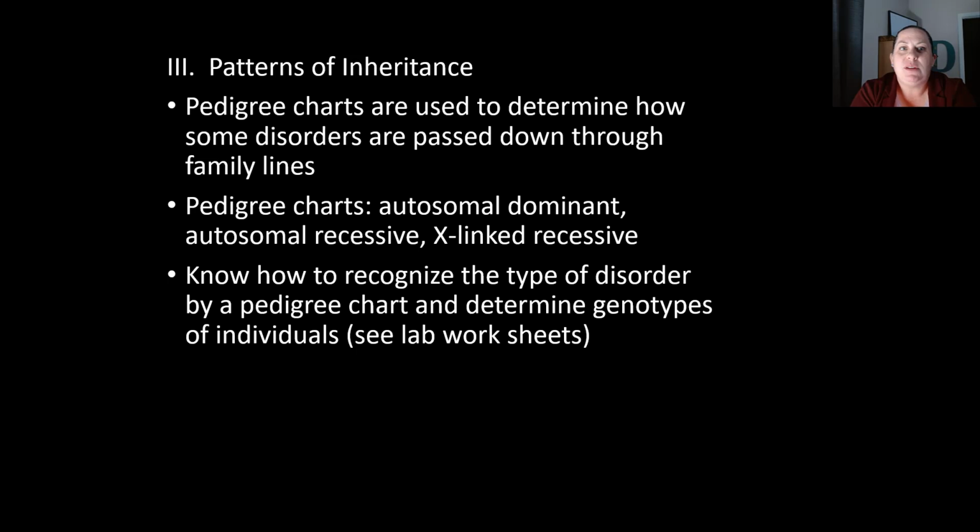And so what we do is we use pedigree charts to determine how disorders are going to be passed down family lines. These pedigree charts can help us to determine if a disorder is what we call autosomal dominant, meaning that it can happen to both males and females equally, but it's on a dominant trait, one of those capital letters.